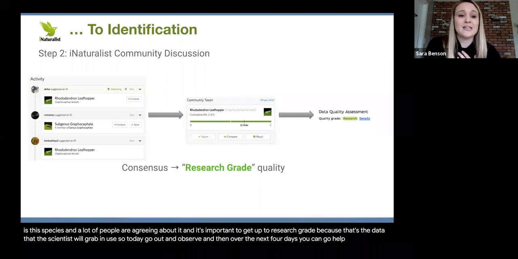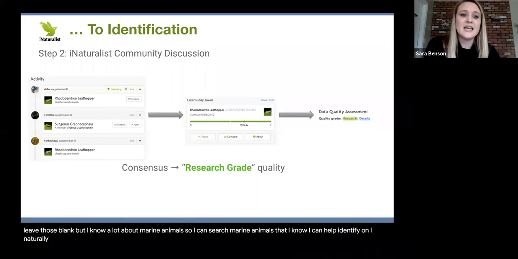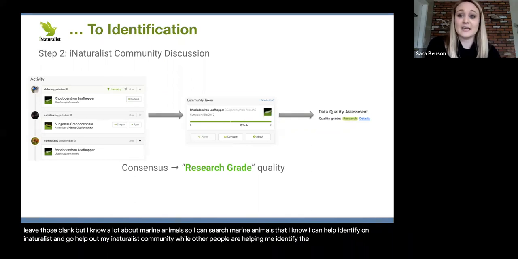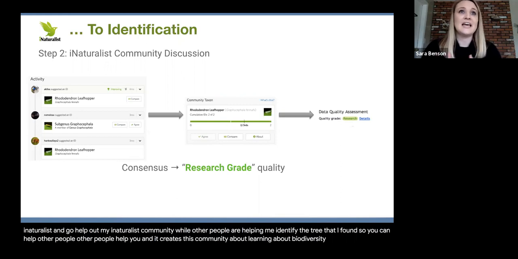So I mentioned I know nothing about land plants, so I leave those blank, but I know a lot about marine animals. So I can search marine animals that I know I can help identify on iNaturalist and go help out my iNaturalist community whilst other people are helping me identify the tree that I found. So you can help other people help you, and it creates this community about learning about biodiversity.